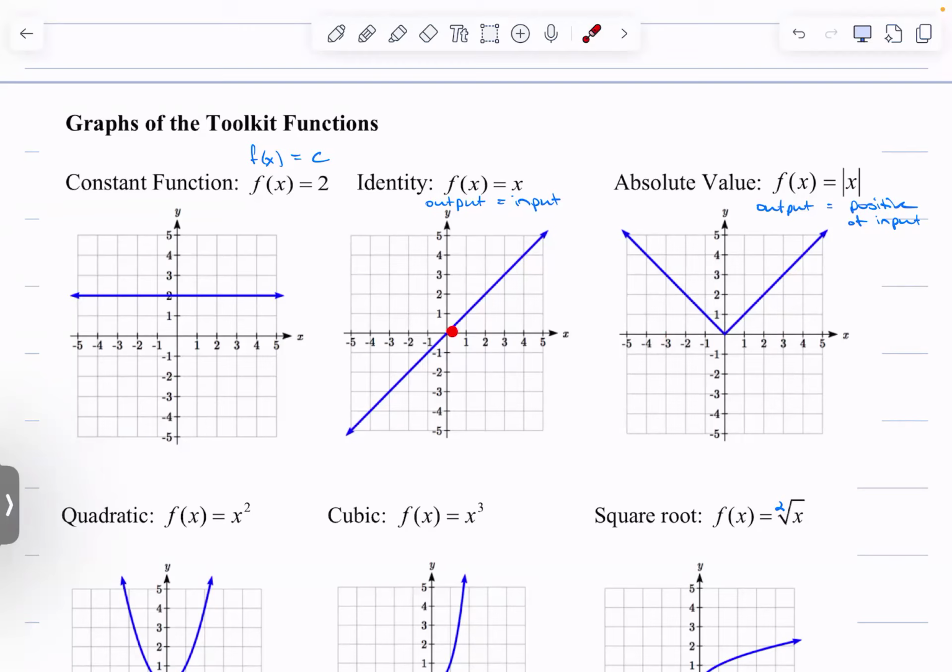Notice how it's just f of x equals x, but then folded up to be positive outputs again. Right? And again, we can do things to the absolute value of x. We can maybe make the V tighter or flatter, move it up, around, left, right, things like that. But the general shape stays the same, right?